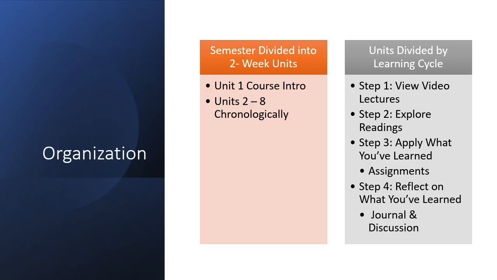In order to organize the course, I divided the semester into 2-week units. The first unit focused on what history is about and the soft skills necessary in a history class. I divided up the rest of the units according to a learning cycle of 4 steps. First, watch videos to get oriented to the class material; read on their own; apply what they've learned in their assignments; and then reflect upon what they've learned at the end of the unit.